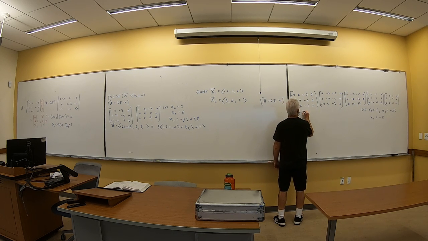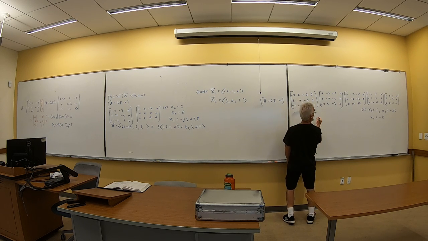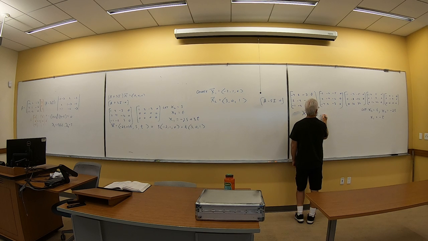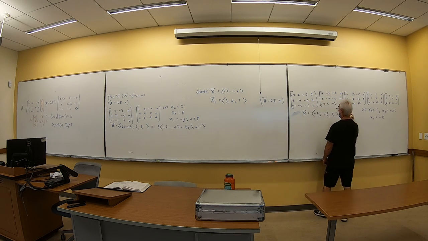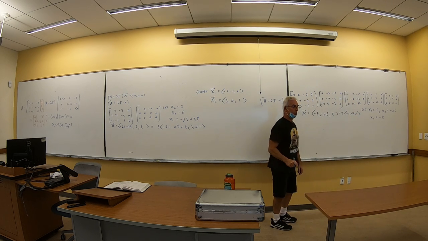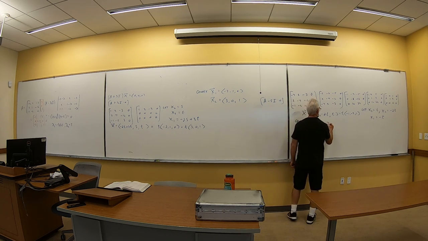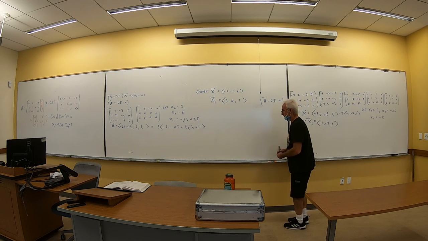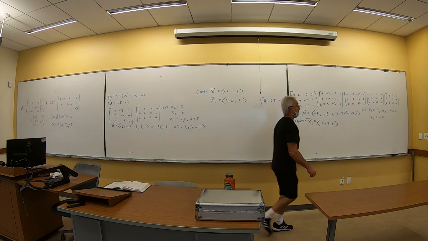I'm going to say anything of the form x equals negative t, negative 2t, t, or t times negative 1, negative 2, 1, anything of that form will work. So I will choose as my third eigenvector negative 1, negative 2, 1. I'm pretty sure I did it right. And we'll check.